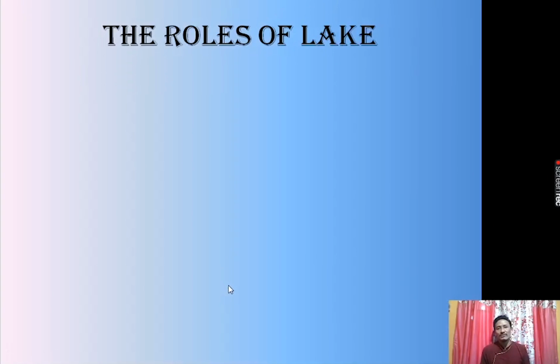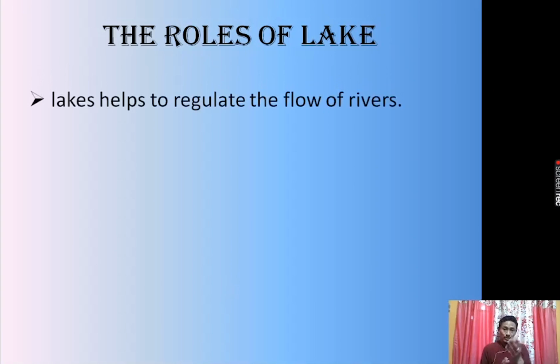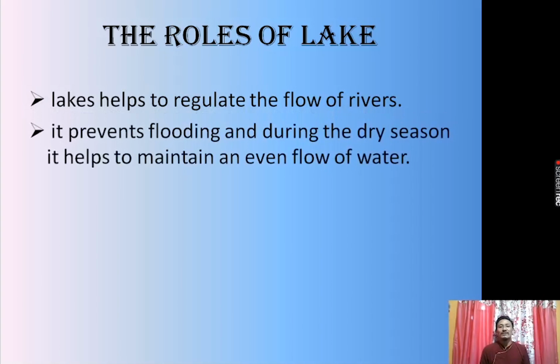What roles do the lakes play? It helps to regulate the flow of river. Very obvious. If there is a heavy rainfall and no lake, then definitely it floods the lower regions. A lake prevents flooding, and during the dry season it helps to maintain an even flow of water. So lakes act as a reservoir, where we can rely on it during the dry season, when there's a shortage of water. And it also prevents flooding.